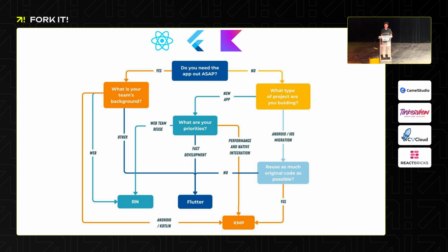If it is a new app, if you want it fast, go with Flutter. So as you can see, Flutter is related to fast development. If you want performance and native integration, go with Kotlin Multiplatform. If you want to reuse the application on web, go with React Native. So this diagram is just answering some questions to choose the right tool for your application.